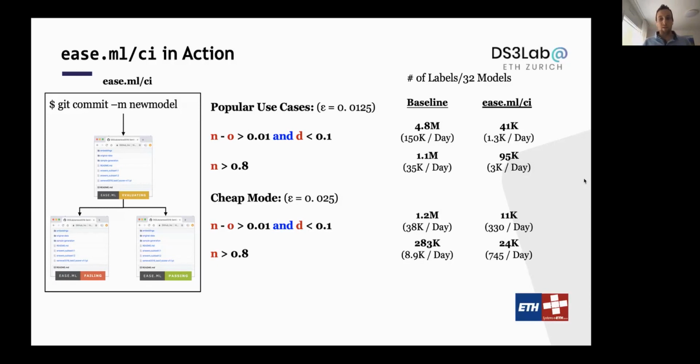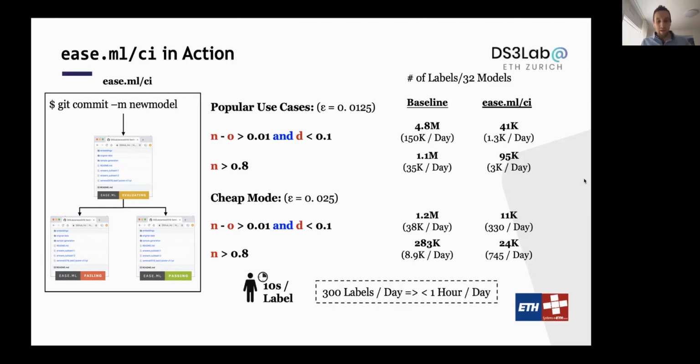Now, just to give you some intuition about how much 300 labels a day, or around 330 labels a day, are: if we think of a labeler requiring 10 seconds to provide 1 label, then 300 labels a day are really less than 1 hour of work by a single person per day. And the question is really, is that too much in order to make sure that you have very strong, rigorous guarantees?